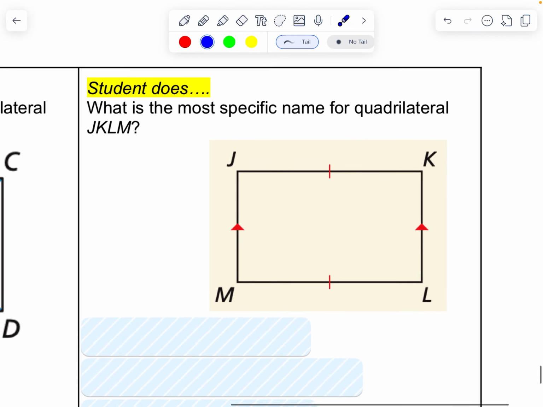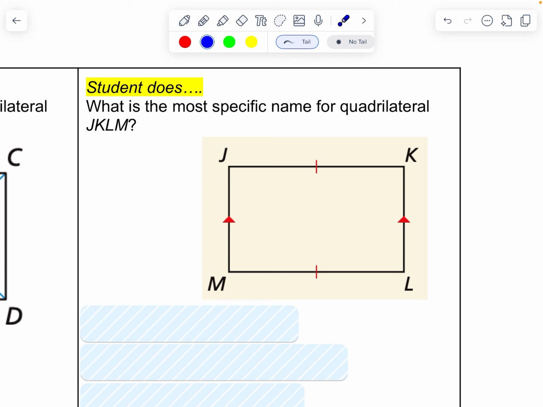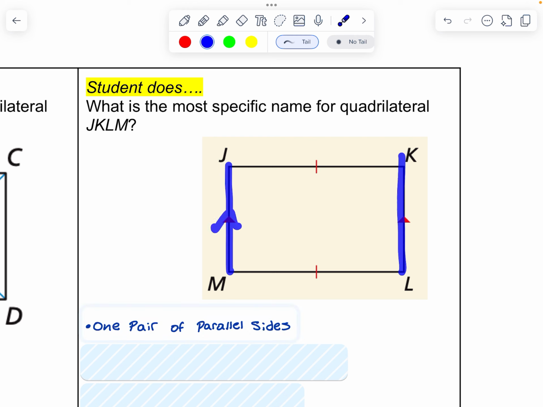What's the most specific name for quadrilateral JKLM? Well, let's see. JKLM. To me, it looks like a rectangle, right? And some of you might immediately just write rectangle. But do I know that these are 90-degree angles? Not necessarily. Do I know that the diagonals are congruent? No. I have one pair of parallel sides. One pair, not 2, only 1. So I can't even be dealing with a parallelogram right now.